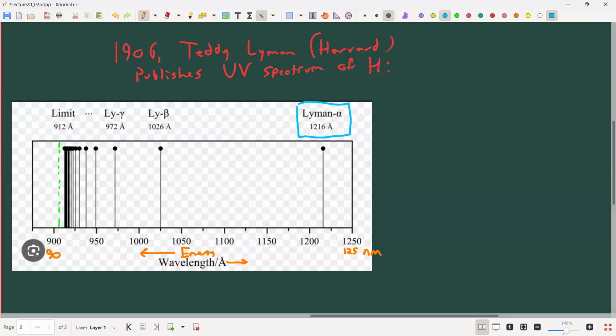And actually in astronomy, anytime you have hydrogen atoms, they glow bright in the Lyman alpha band in the UV. So we use Lyman alpha to study hydrogen everywhere. I will try to find a nice picture of it.